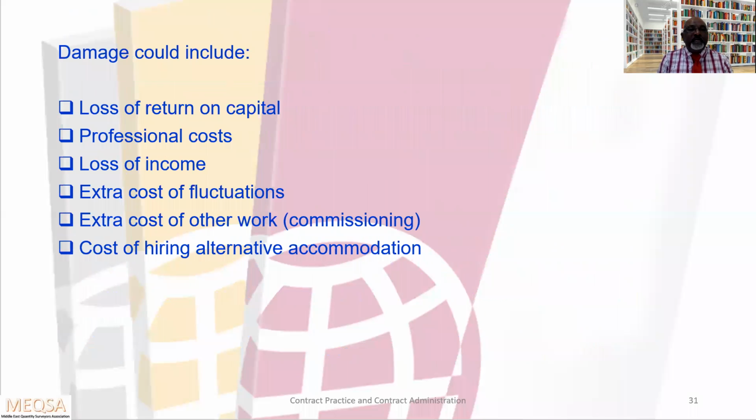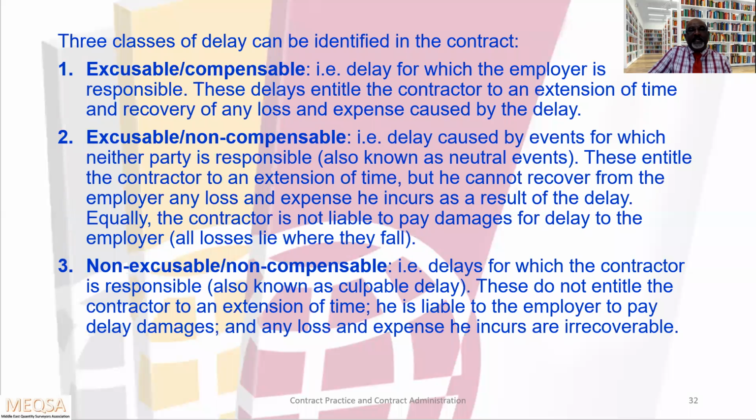Damage could include loss of return on capital, professional cost, loss of income, extra cost of fluctuations, extra cost of other works, commissioning, cost of hiring alternative accommodations. These are what delay damage could include. Cost headings.